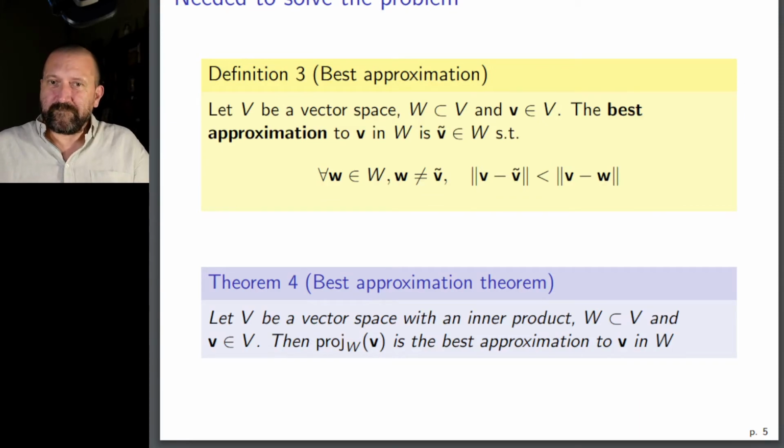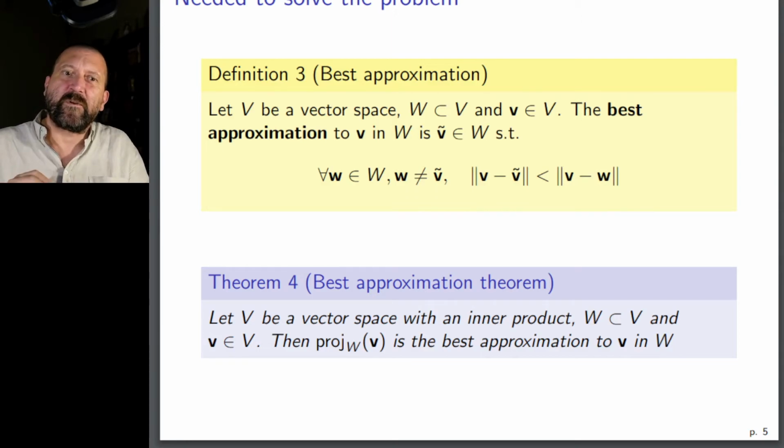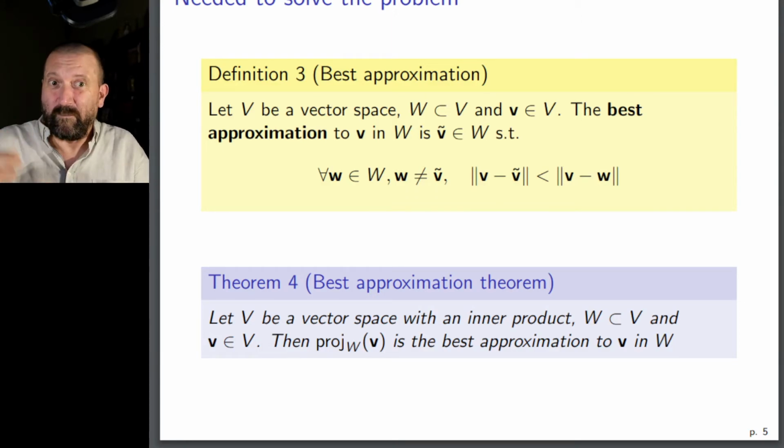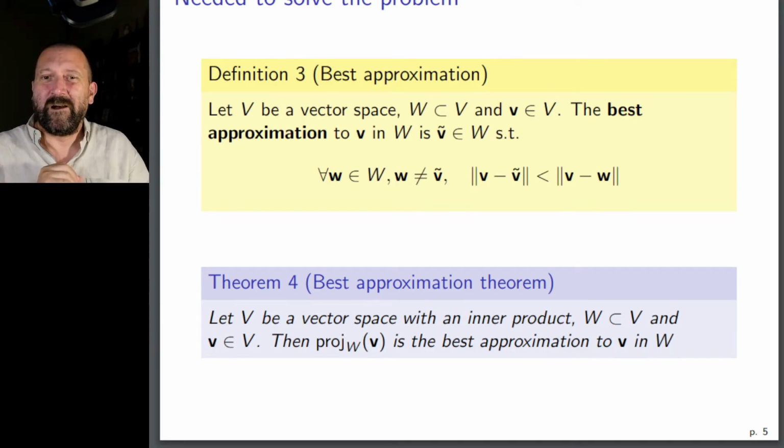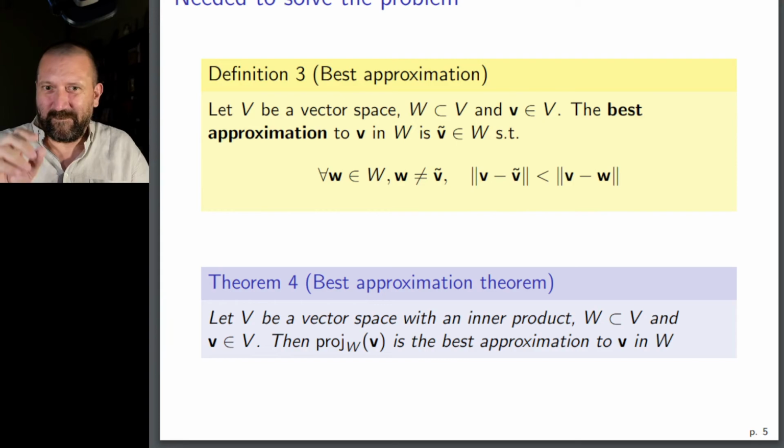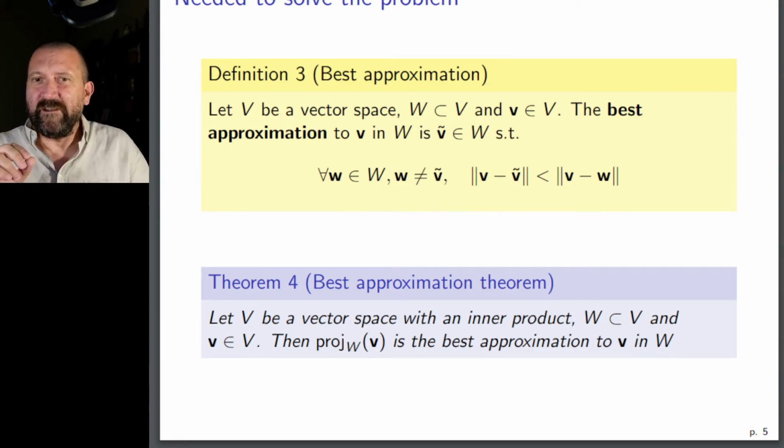Now, to solve this least squares solution problem, we need two little tools. The first one is what is called the best approximation. I am not going to show you this result mathematically, I am just going to present it to you, the best approximation theorem. The best approximation is essentially what we just said.